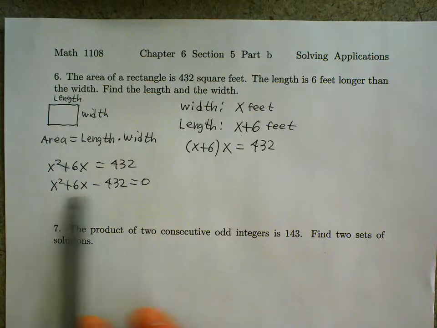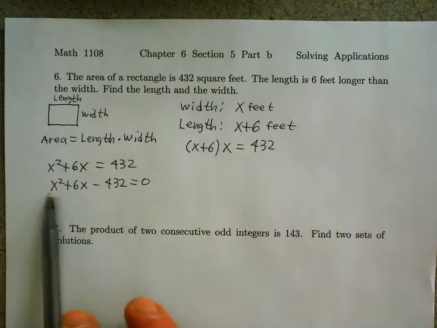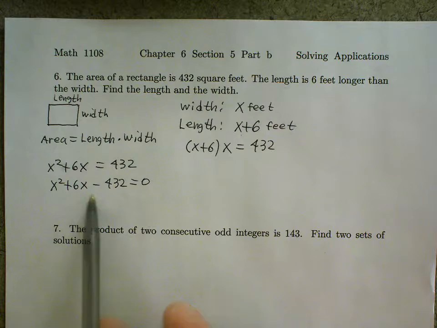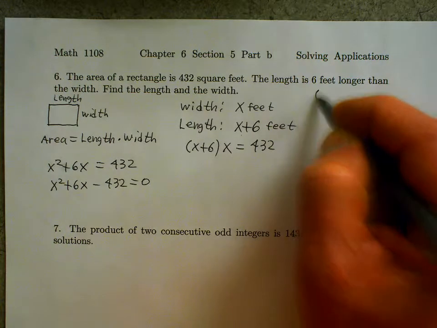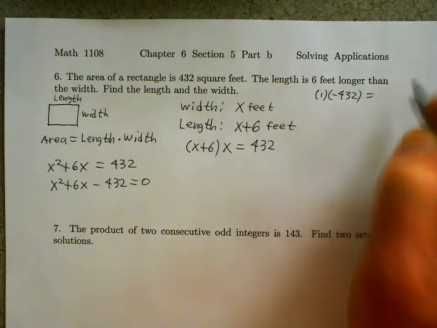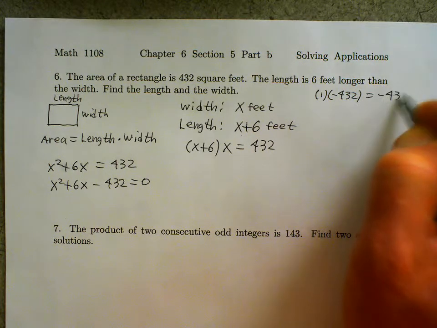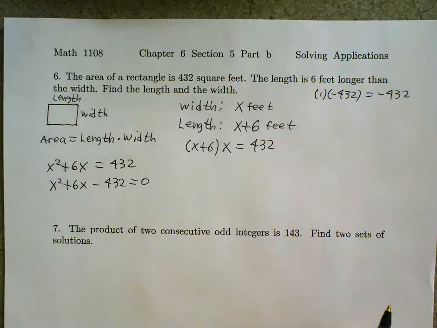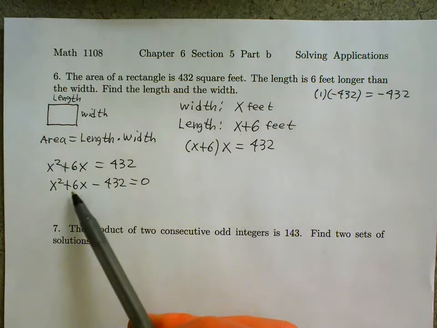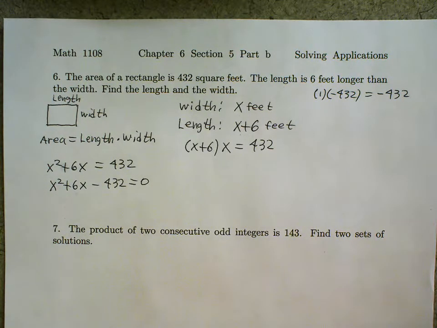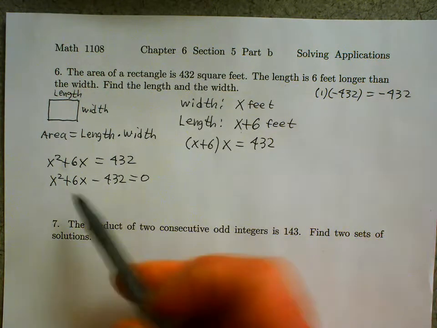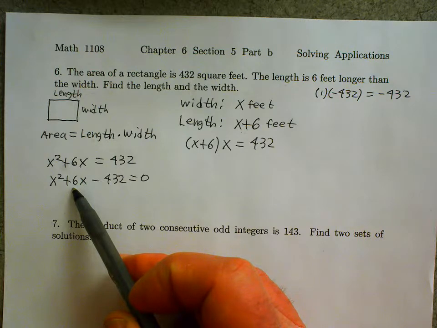Okay, let's go through the systematic approach for factoring. The greatest common factor is 1. And then the AC method, we multiply 1 times negative 432, which is negative 432. Find two integers that have a product of negative 432 and a sum of 6. Okay, so one must be positive, one must be negative. The one with the largest absolute value is positive.